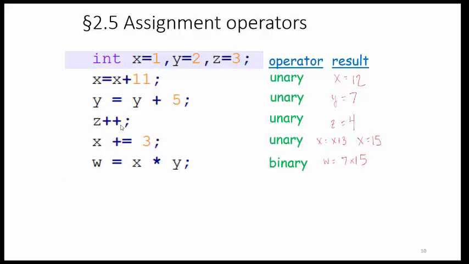Z++ actually means add 1 to z. So when you see plus plus, it's increment by 1. So z was originally 3. Z++ means z is now 4. X plus equals 3 means to add 3 to x and then make x equal to that new value. So you look at that and you say, what is the current value of x?